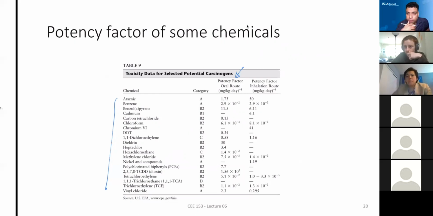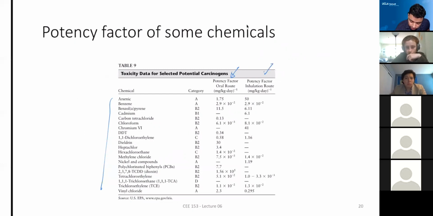Again, there are two types of potency factor: if you are inhaling versus if you are eating or drinking it. That's why you can see one is for air and one is for water. A lot of times, depending on the chemical, the air route is not more toxic. Okay, for instance, arsenic. If you inhale arsenic dust, it doesn't cause that much effect as opposed to if you drink it in water.